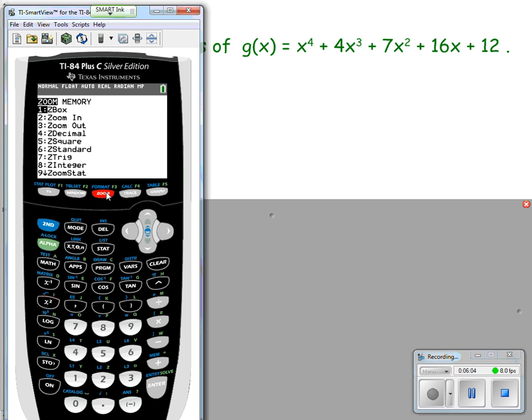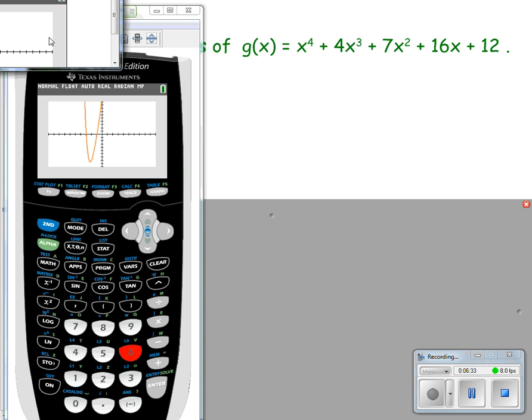And then hit zoom 6 for the standard window, and look to see where this graph crosses the x-axis. It looks like it crosses at -3 and -1, and that's all we can see. We might have to zoom out to see if there are places further along the x-axis where it hits, or this might mean that we have two solutions and two more are going to be what we call imaginary solutions. So let's write down what our two solutions are.